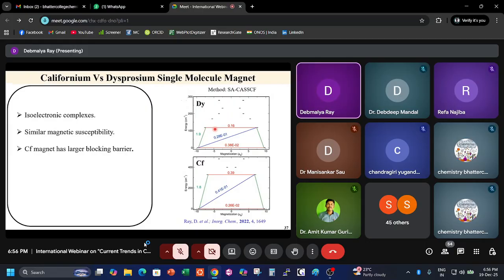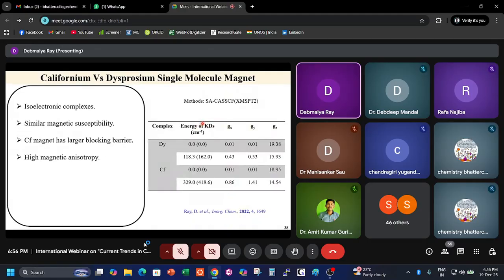If you look at californium, the blocking barrier is almost 330 centimeter inverse, whereas for dysprosium, this is 120 centimeter inverse. That means in the case of californium, the blocking barrier is almost thrice that of dysprosium, which means californium will relax slowly when it goes to the first excited state, which is a good property for a single molecule magnet.